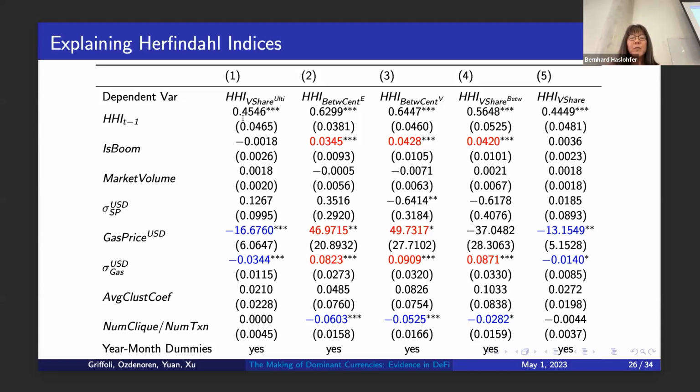And for other roles, the unit of account and the store of value, we draw slightly different conclusions. We see that when the price is high, when the volatility is high, when the transaction cost is high, when the volatility of transaction cost is high, you see less concentration for currencies for other purposes, store of value and unit of account.